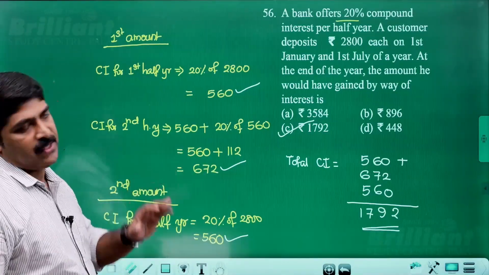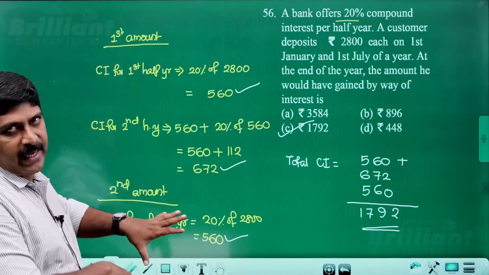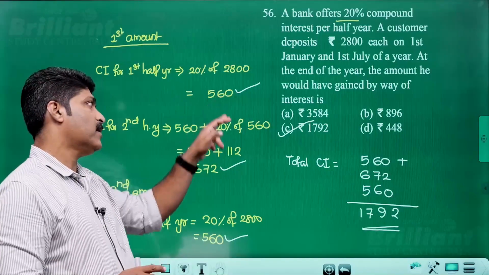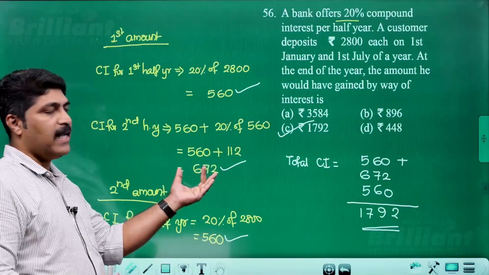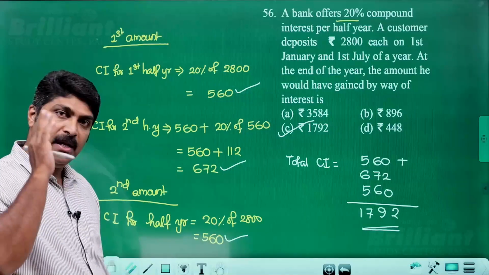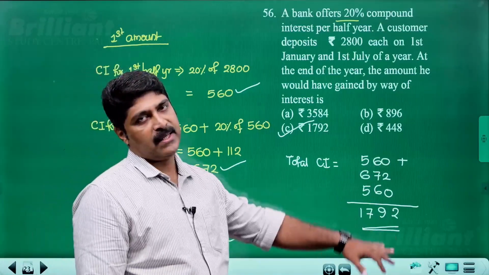This way we can catch this type of question's answers. So directly you can do it by mind actually. Take this 20% of this value, just add 20% of this value to the initial interest, then that becomes 672. And the second amount gained another 560. Therefore, add up together, we'll get the values like this.